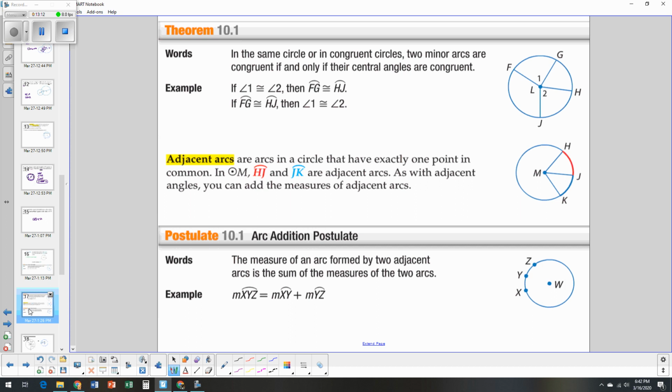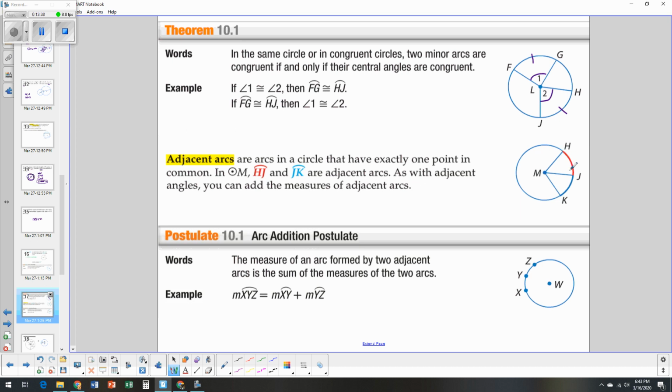Additionally, we have something called an arc. An arc is basically an outer portion of the circle. So here they're telling us that in the same circle or congruent circles, two minor arcs are congruent if and only if their central angles are congruent. So if I know that angle 1 and angle 2 are congruent, that means arc FG and arc JH or HJ are congruent as well.